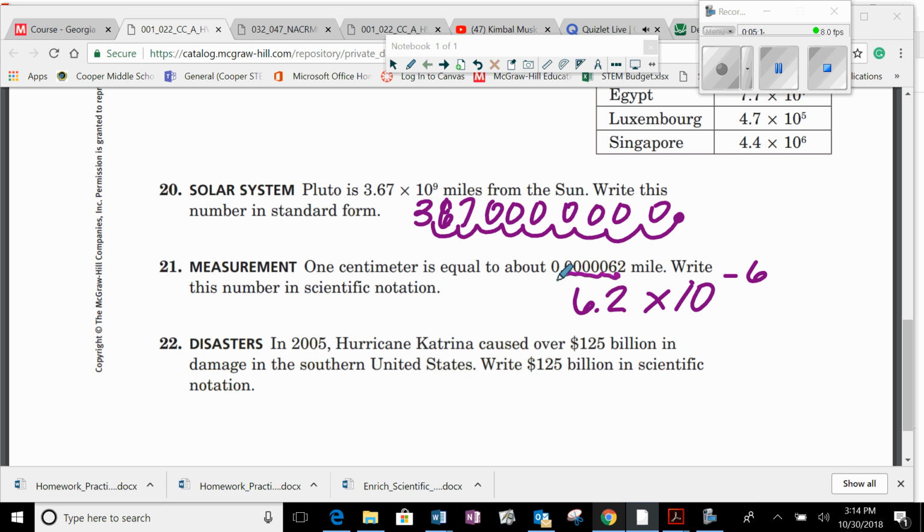You could also plug this into your calculator and do second 5. Okay? You could just type this in and do the number, second 5, and it'll tell you what your exponent is. Do number 22 as you're taking out the door.